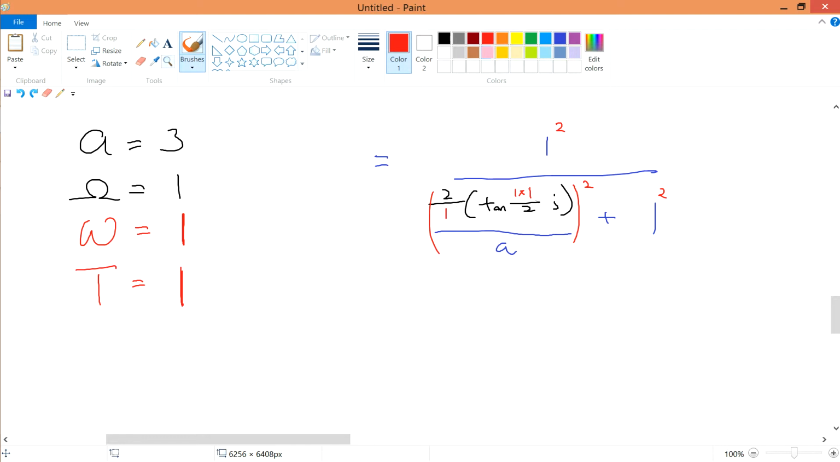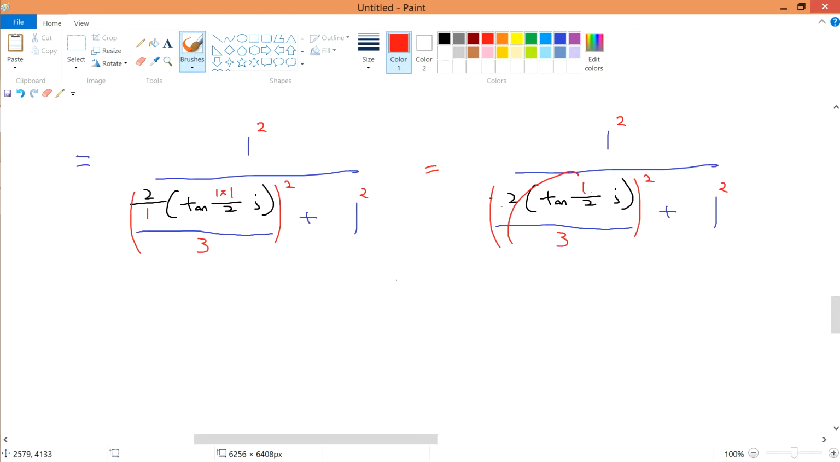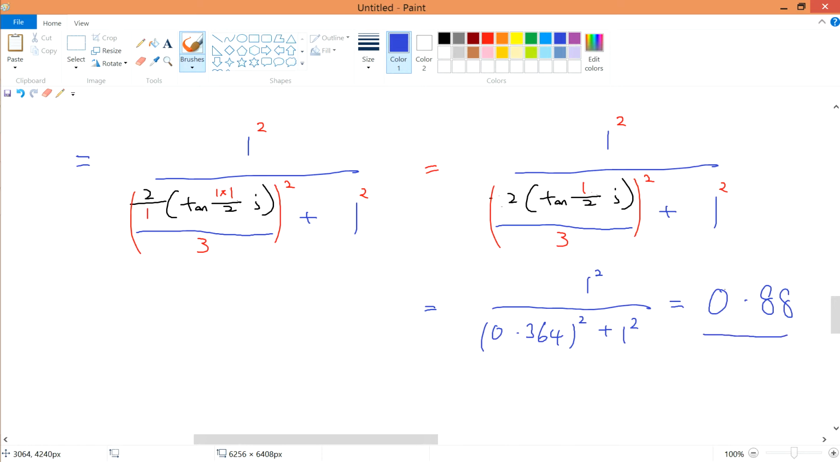Next, my A is equal to 3, right? So I can just simply sub in my A as equal to 3. So now I can evaluate this whole equation. If I were to sub it into the calculator, and if you want to sub it into the calculator for yourself, you can just type in this thing, 2/3 times tan of half, sorry. And therefore if I were to evaluate this one, I'll have 0.364, and then if I were to solve for this, I'll have 0.88. Comparatively this is 0.88.